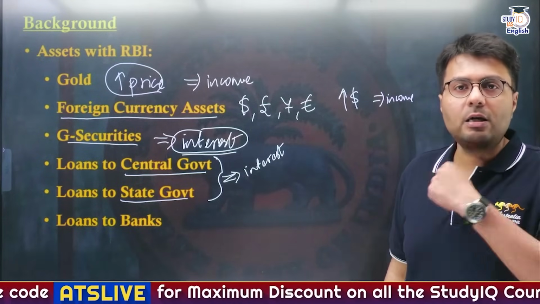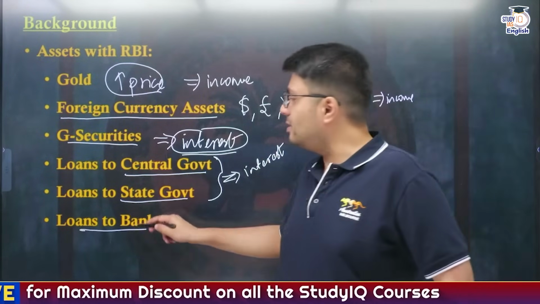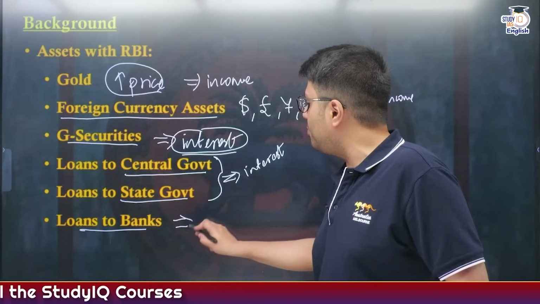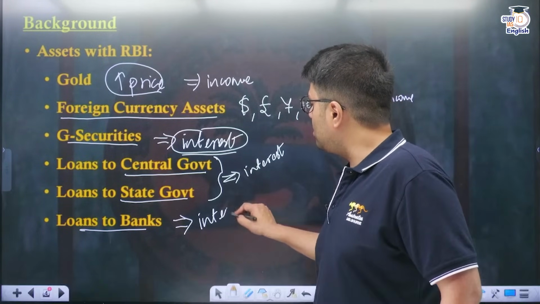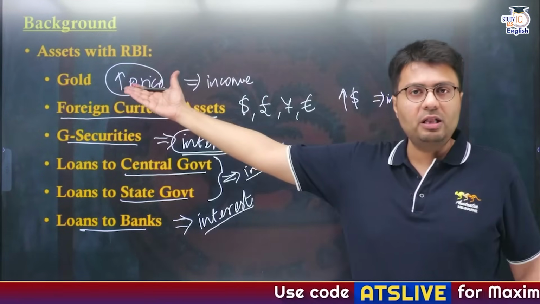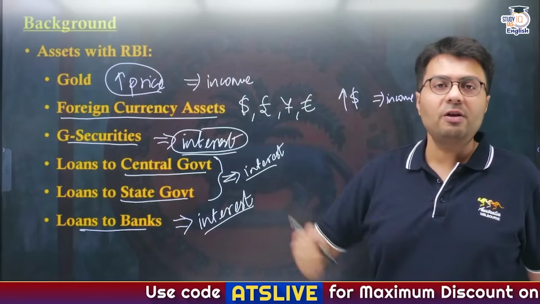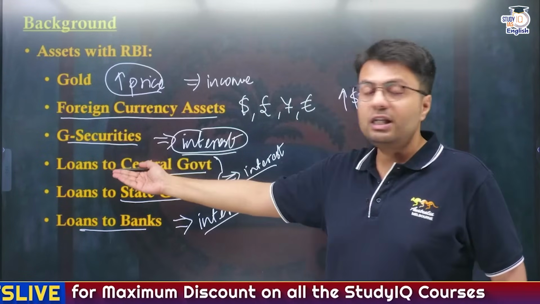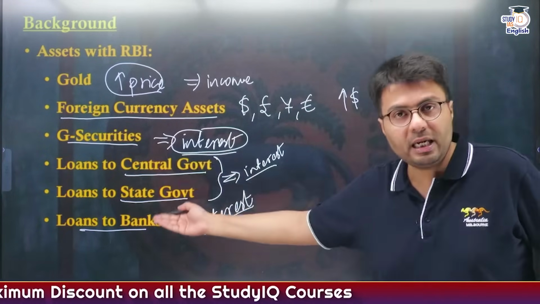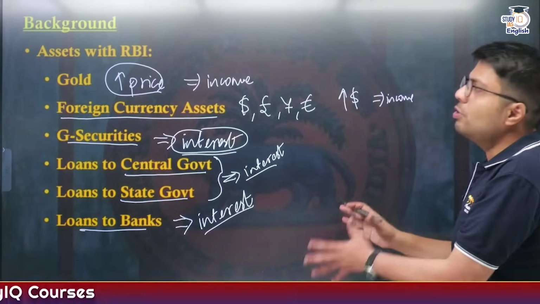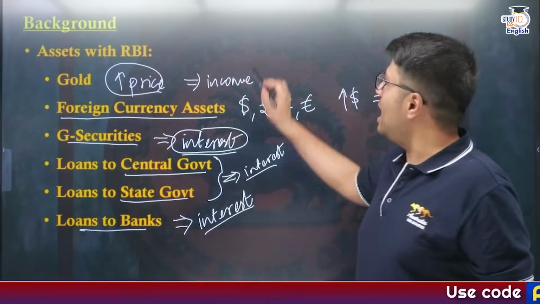Similarly, RBI is also known as the banker to the banks. Also, when banks take loans from RBI under the repo rate, they pay repo rate worth of interest. So these are the sources of income for RBI: appreciation in the value of gold, appreciation in the value of foreign currency assets, interest income from government securities, from loans it gives to the central government and state governments, and the loans it extends to banks. So these are the sources of income for the RBI.